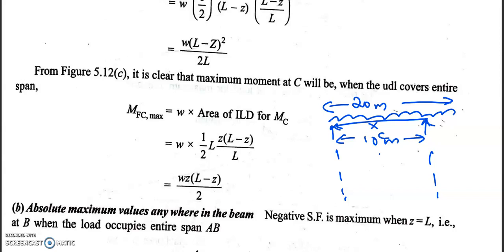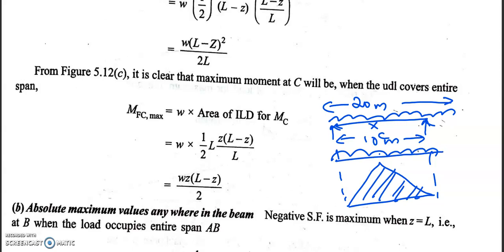What is the bending moment diagram for it? Always it is a triangle, right? Now when will this be maximum? When the load lies on the full distance, and the full area is under this. This was the case when the uniformly distributed load, which is greater than the span, crosses the section.